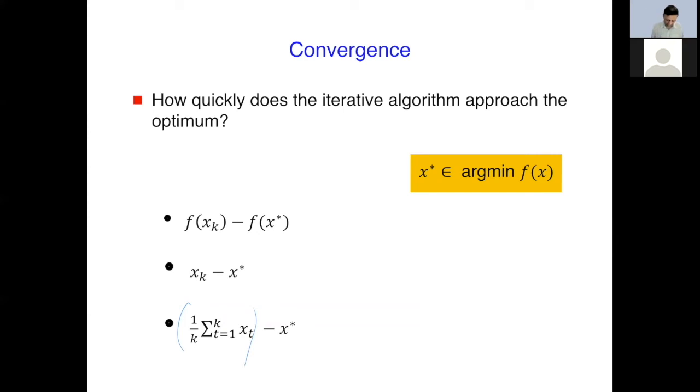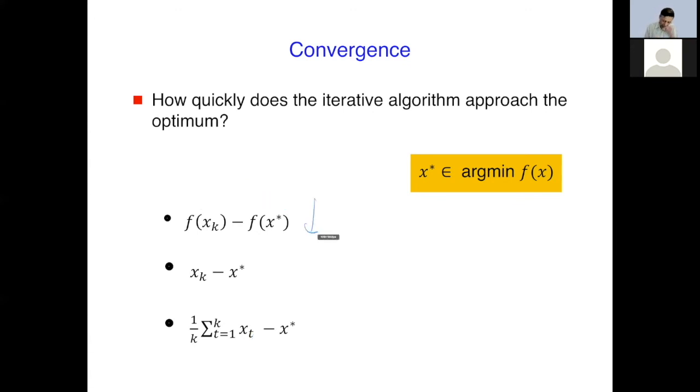Sometimes the claims are about this difference: f(x*), where x* is an argmin of the function f(x). f(x*) is the minimum possible cost for the cost function, and this is the difference of the cost at x equal to x_k and x equal to x*. If x_k were equal to x*, this difference would be 0, and smaller is better.